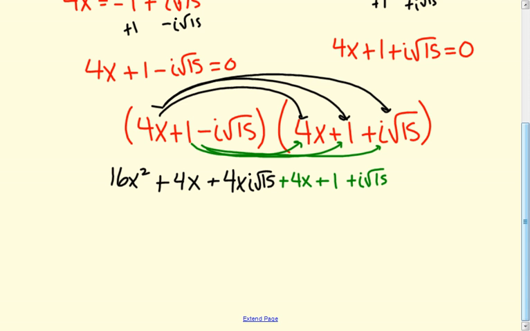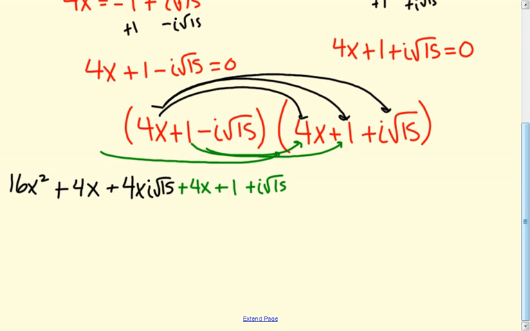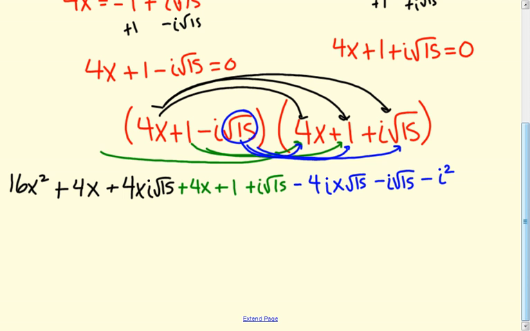And I think I need to select these and move them a little bit, or I'm going to be in trouble here. All right, and now we're going to do the blue, the negative i root 15. So negative i root 15 times 4 would be -4i root 15. Negative i root 15 times 1, of course, is negative i root 15. And negative i root 15 times positive i root 15 gives you negative i squared. Okay, and then root 15 times root 15 is 15.